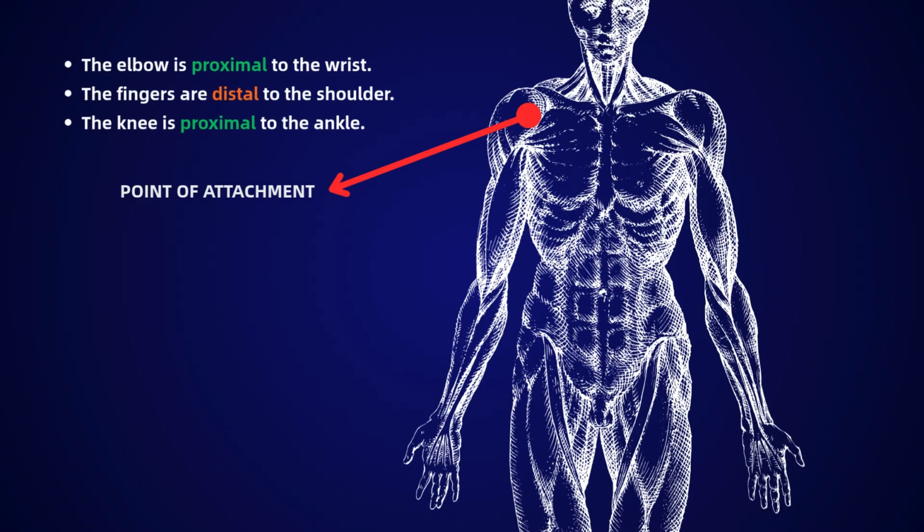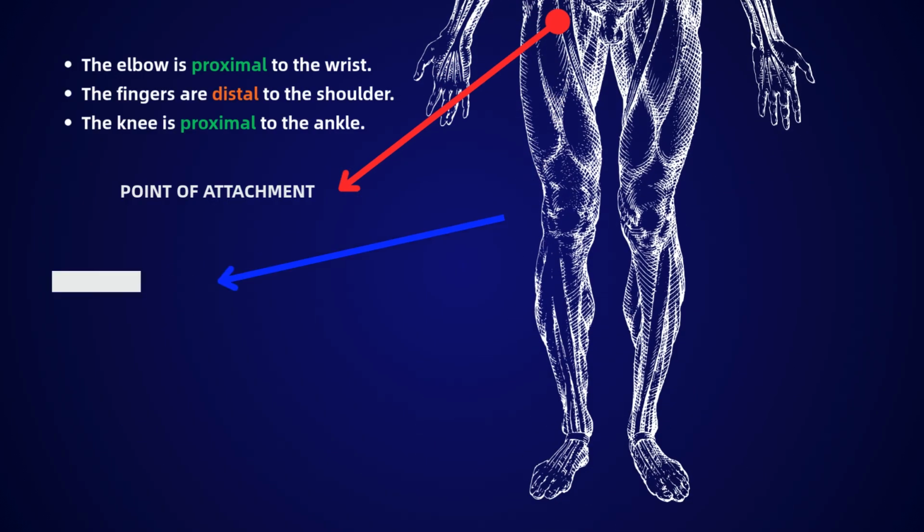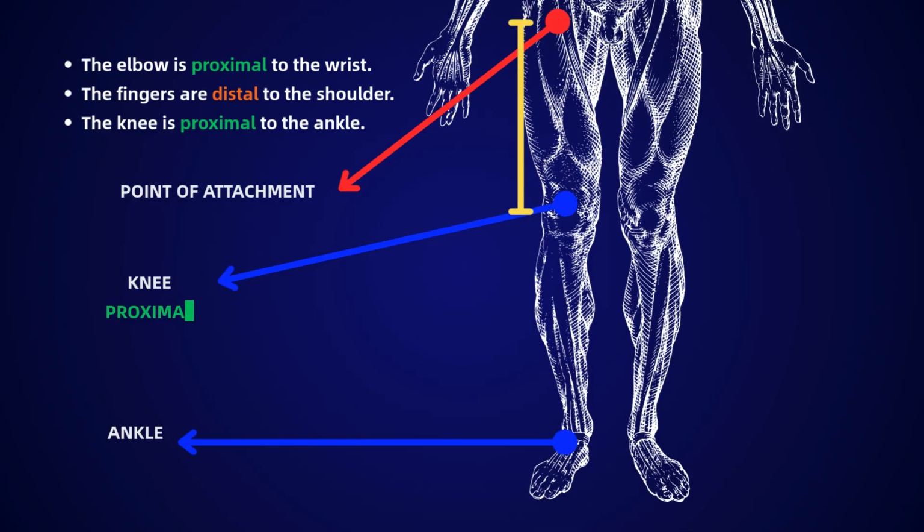The same goes for the fingers and the shoulder. Comparing finger and the shoulder, which is closer to the point of attachment, which is far away from the point of attachment? Simple. The shoulder is closer to the point of attachment, so we call it proximal. And the fingers are far away from the point of attachment, which is distant from the point of attachment. We call it distal. The same goes to the knee. Knee is proximal to the point of attachment of lower limbs, whereas the ankle is distal from the point of attachment.